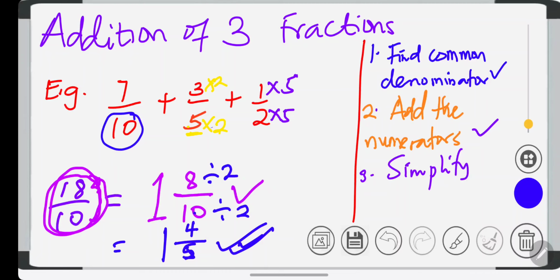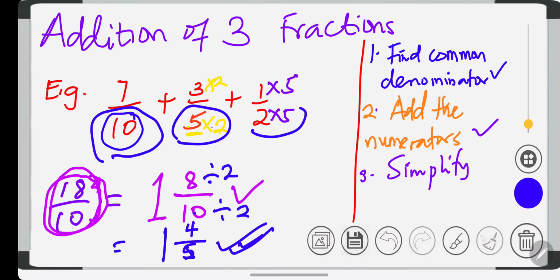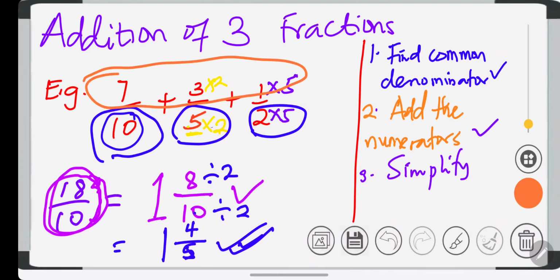Got it? Good. All you have to do is to make sure that your denominators are the same. Then you add your numerators, the top numbers. Got it? Good.